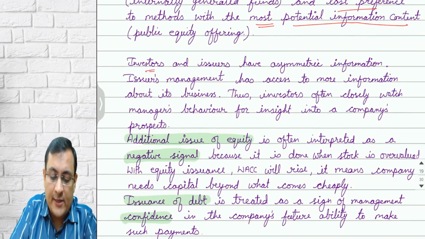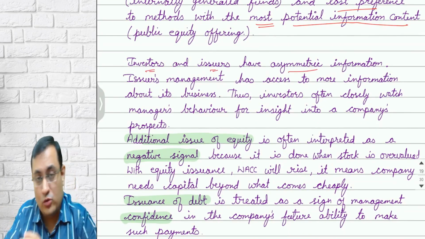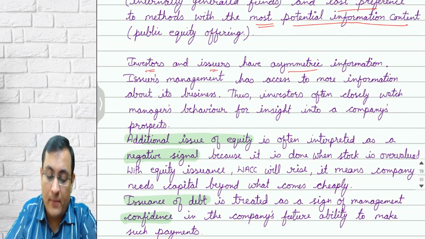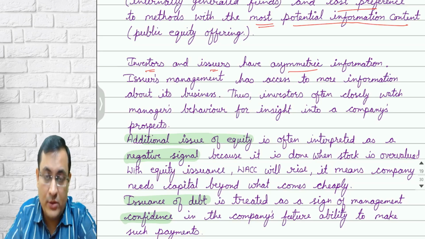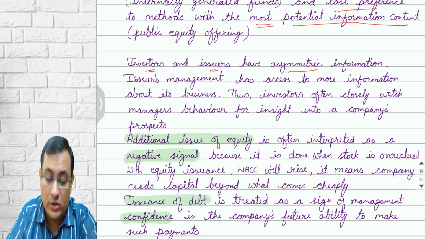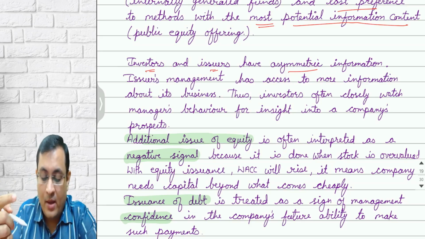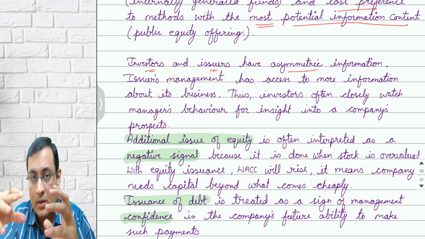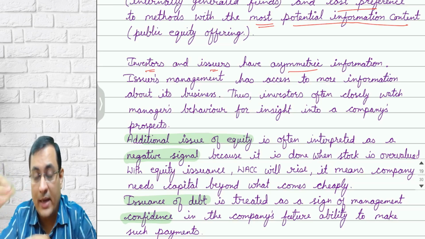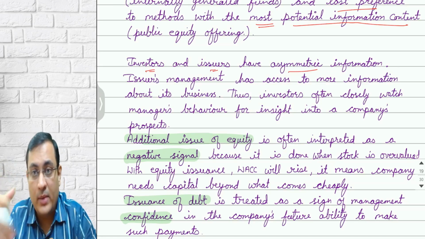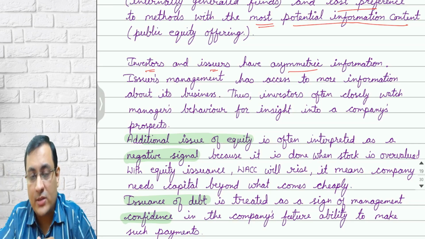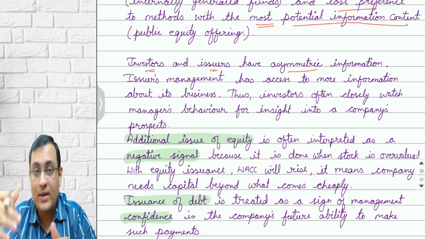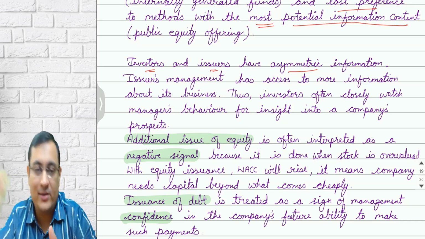Issuer and investors have asymmetric information, those who are in control and those who are investing in the company. Issuer management has access to more information. Of course, they are insiders. Thus, investors often closely watch managers' behavior for insight into the company's prospects. Generally, people do watch what management is saying, what management is doing, what actions they are taking. These are called signaling effects, what they are actually signaling to the market overall.